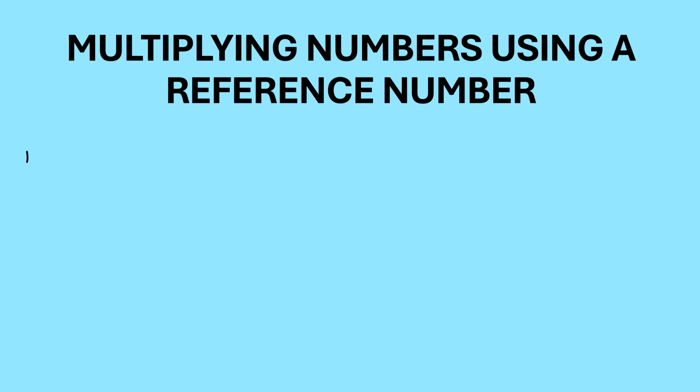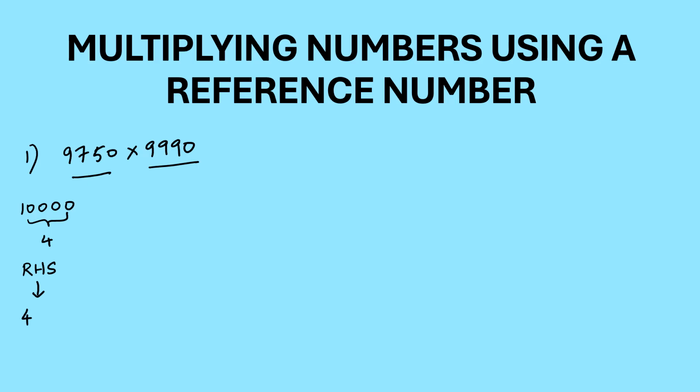Let's say you want to do 9750 times 9990. Here, we'll notice that both numbers are close to 10,000, so we'll use 10,000 as our reference number. 10,000 consists of 4 zeros, so we need to keep in mind that the RHS, or right-hand portion, of our final solution should consist of 4 digits. Now let's go ahead and do the problem.